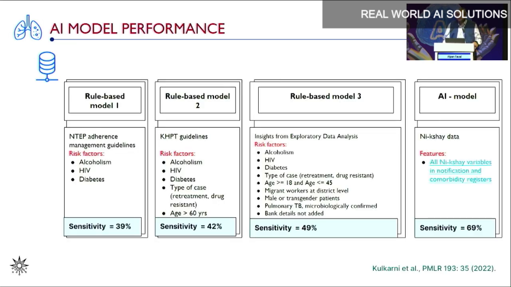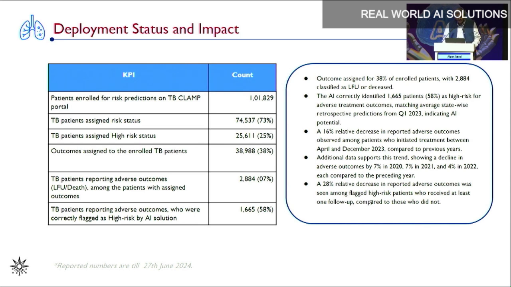In terms of the performance of the model, we compared it to various rules that are used in order to identify these high-risk patients across the country. There is no standard set of rules, but we took rules that are used from different parts of the country. And as you see, at 25% targeting, the AI model has the highest sensitivity compared to any other rule-based model, and significantly higher than anything else.